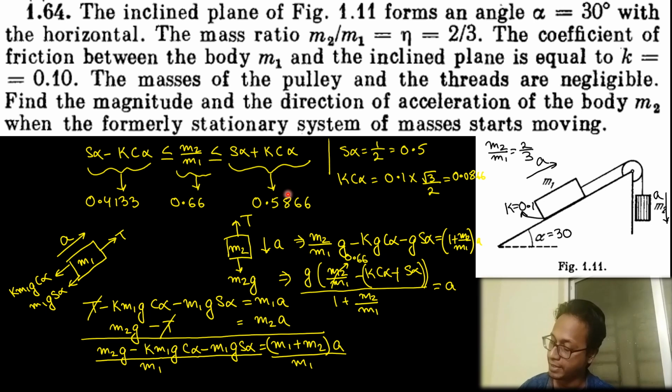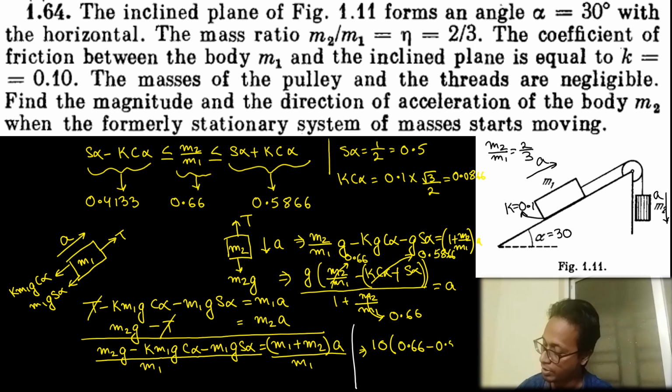K cos alpha plus sin alpha, the value is given as 0.5866. Okay, and m2 by m1 is 0.66. So if I redraw the equation by values, I'll get g, the value of g is approximately equal to 10 into 0.66 minus 0.5866 divided by 1 plus 0.66 is the value of acceleration.